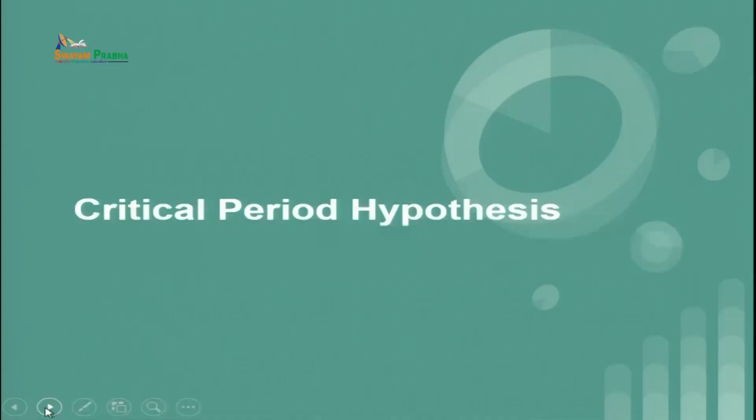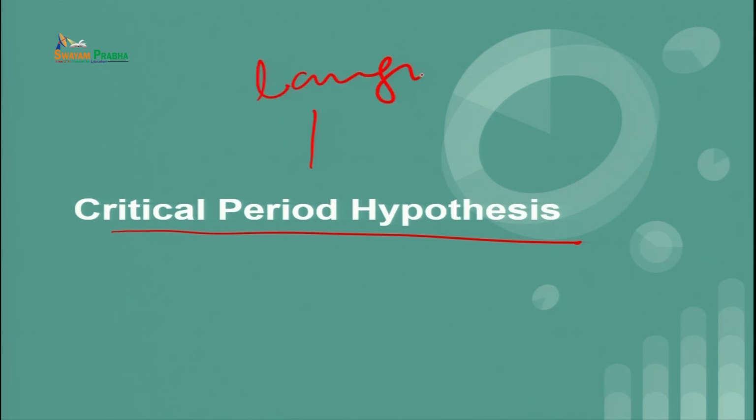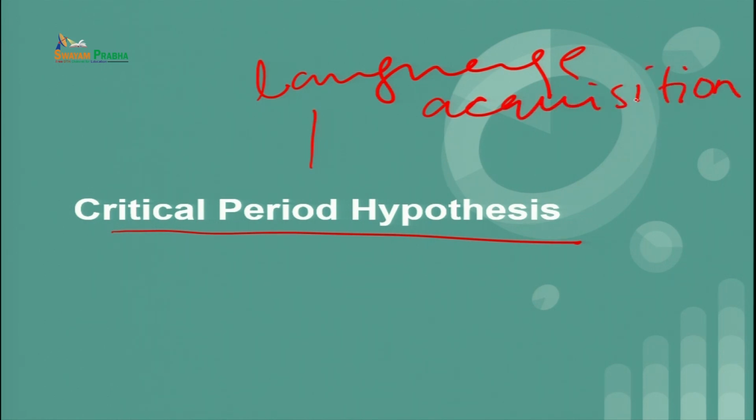So, I'm referring to this slide, critical period hypothesis, and it claims that there is an ideal time to acquire language in a linguistically rich environment, or you can say language acquisition becomes more difficult after a certain period. So, language acquisition is easier at a young age and it becomes difficult at a later age.